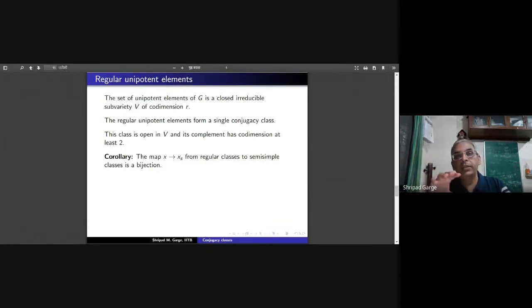You can take your group and take its derived subgroup, and you will have regular unipotent elements in the derived subgroup. And anyway, your group, reductive group, is going to be an almost direct product of the central torus and the derived group, the semisimple part. You will have regular unipotent elements in the reductive group as well.